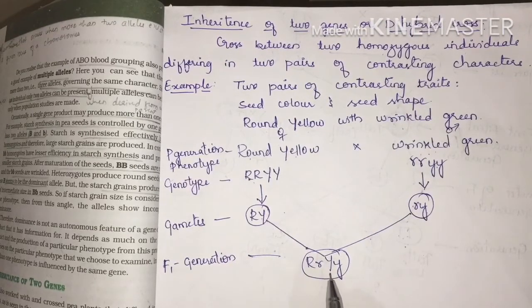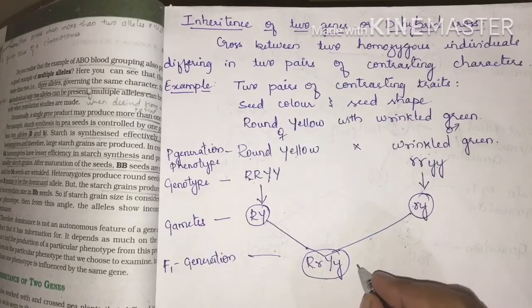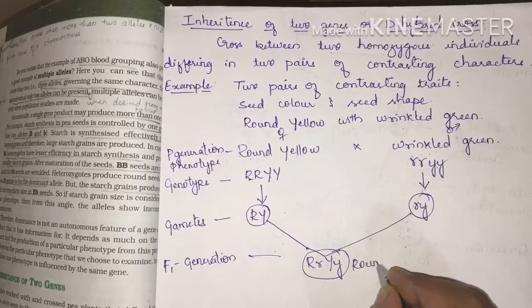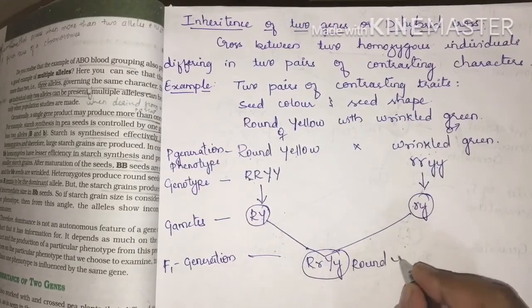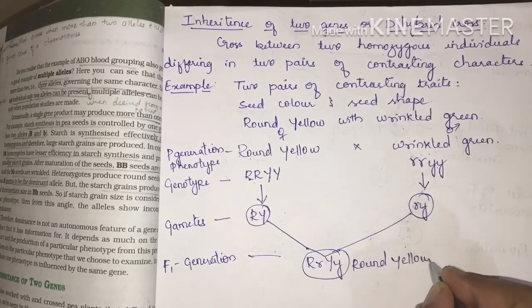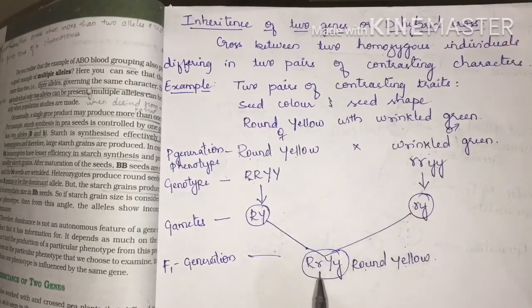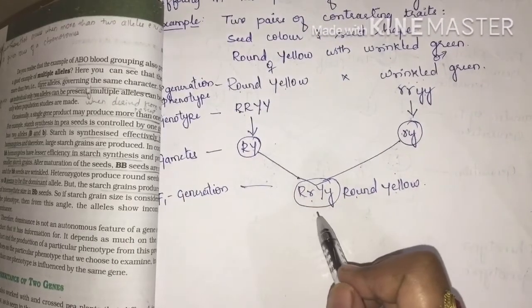Now what will be its phenotype? The genotype we get is capital R, capital Y, small y. As you know, capital is dominant, so capital will express. So capital R we have here. What is its phenotype? It is round, and capital Y is yellow. So these two, it is round and yellow. In the first generation we got this, right?